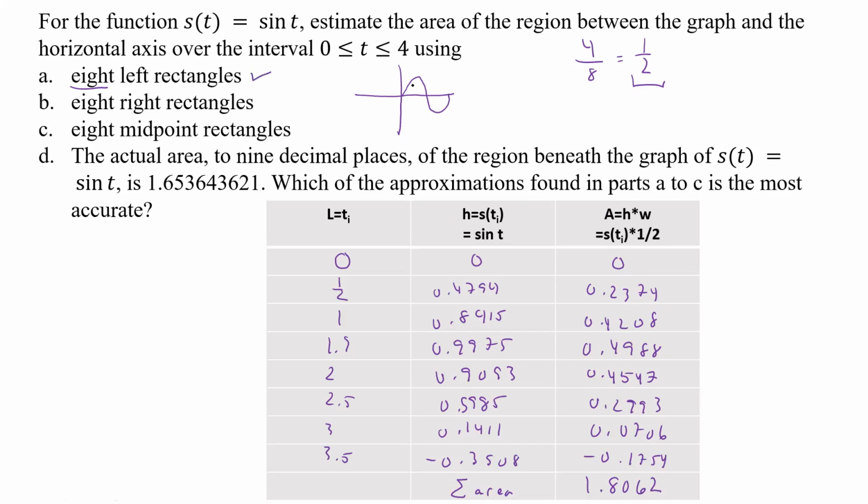Now for right, what happens? Well, think about right. Now we start to the right, at 1/2, and we go up, and then we go over. So we're looking at this piece here, and instead of starting at 0, we're starting at 1/2.